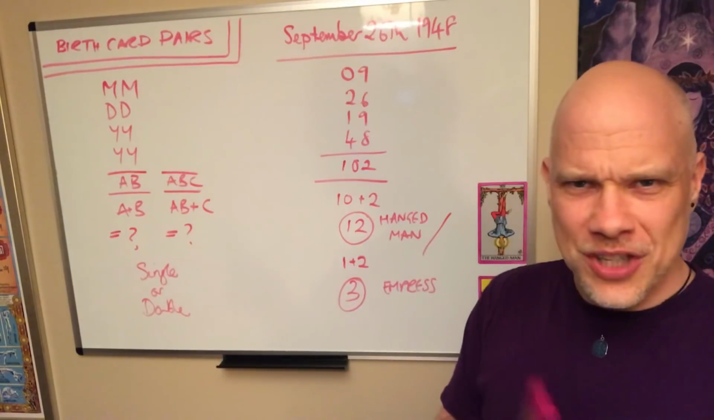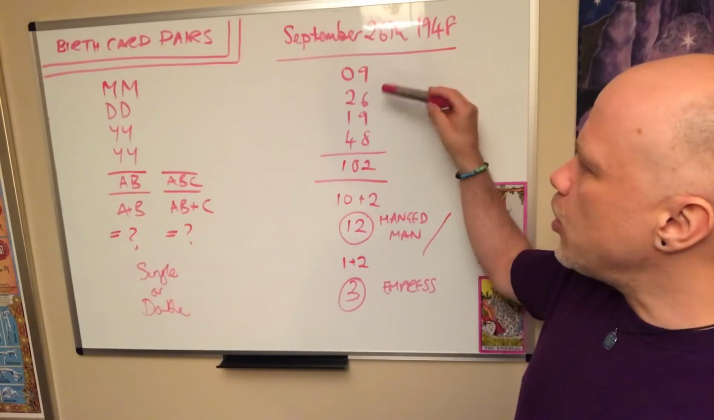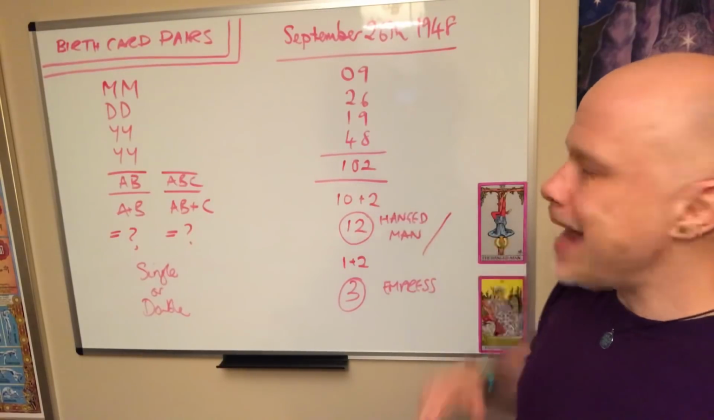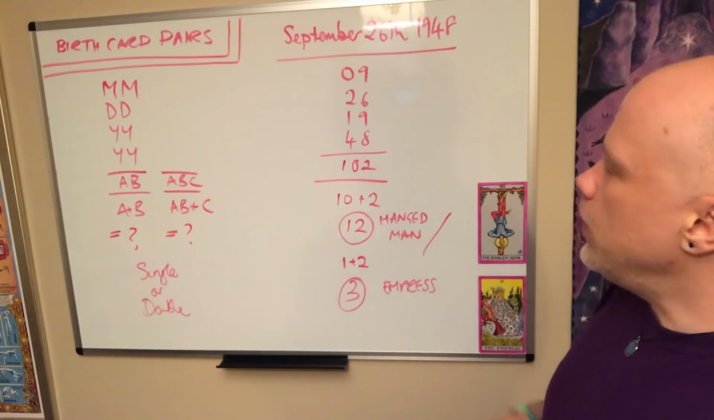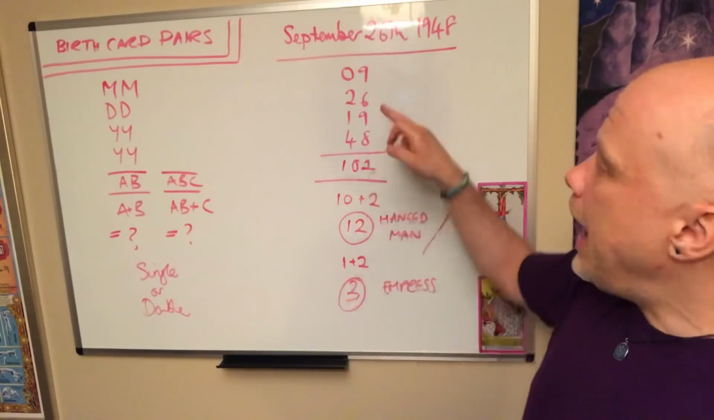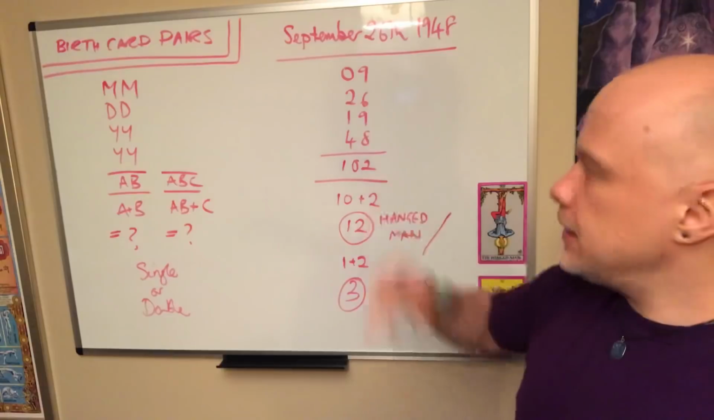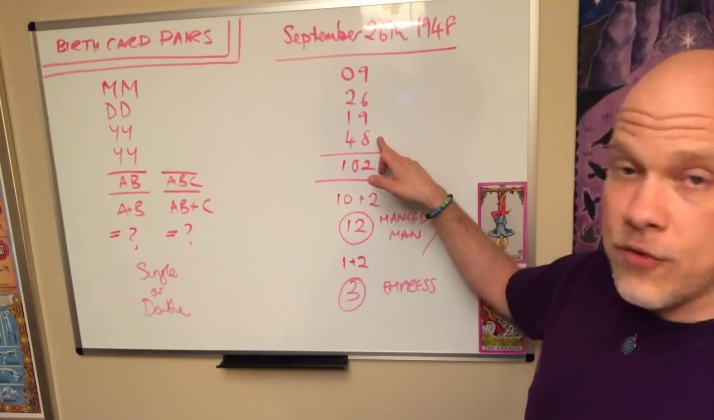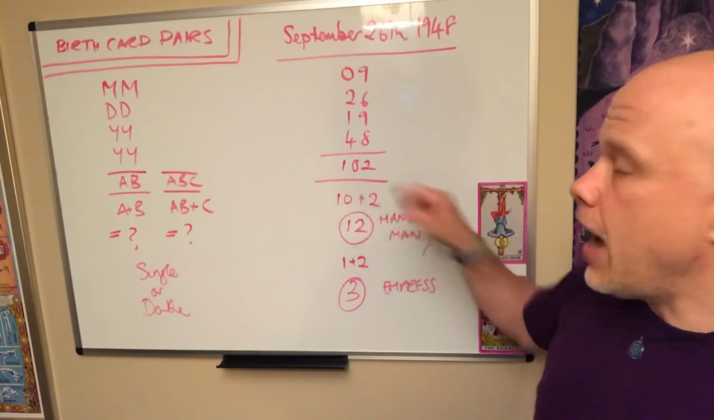So I hope my maths is correct. She was born on the 26th of September, 1948. So what you do is you take the month of her birth, 09, and the date of her birth, 26, and the first part of the year, 19, the second part of the year, 1948, and you add them all up and you get 102.